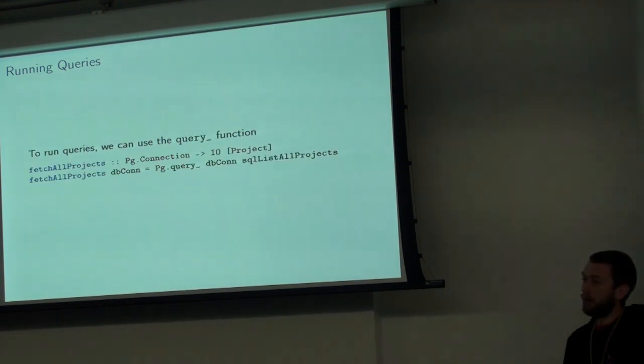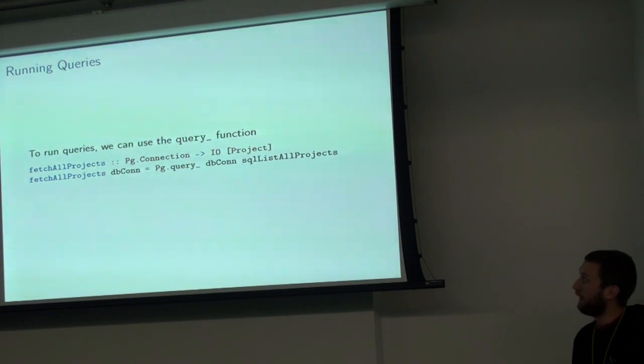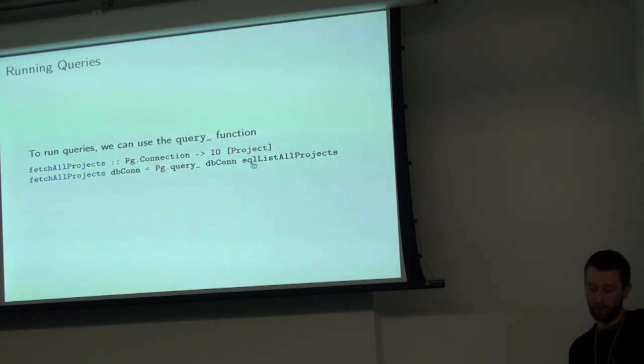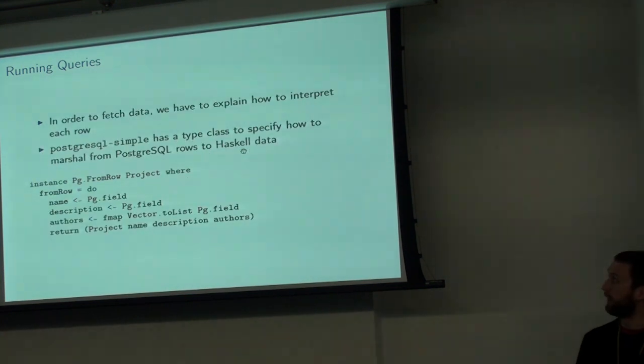So we've now got our internal data type and a way to marshal it from rows back to our internal data type again, and we've got a query that we need to run. So to run this, PostgreSQL gives you the query function. The query takes a database connection, and it takes a query that you need to run. And it's going to use return type polymorphism here to work out that you need to give a list of projects, because you've specified that this is going to return a list of projects. So it's going to use that FromRow instance that we previously defined in order to do that marshalling.